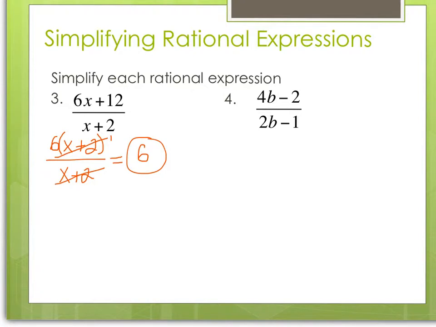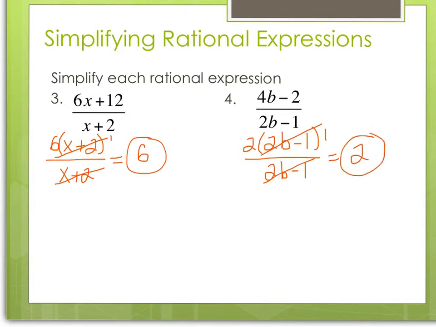Similar idea number 4. You cannot just cancel the b's and the 2 and the 1. Okay? But we can factor first. So I'm going to factor GCF out in the numerator. My GCF is 2. 2 is the largest number that divides into 4, 4b, and negative 2. So if you factor 2 out, you're left with 2b minus 1 divided by 2b minus 1. And again, we have common factors. So 2b minus 1 divided by 2b minus 1 is 1. 2 times 1 is 2.